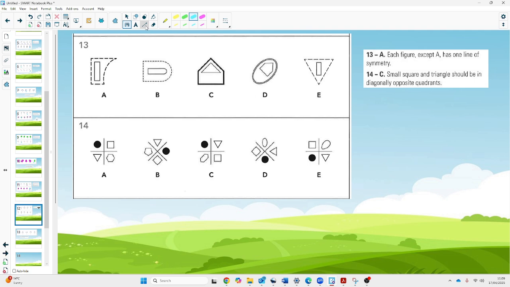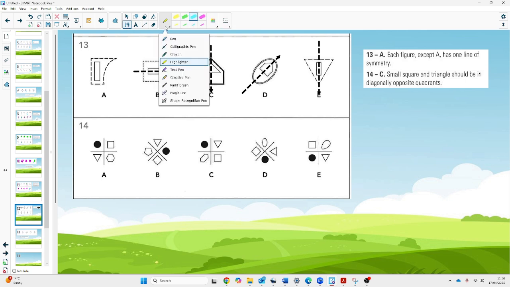Question 13, quite straightforward. Each figure, apart from A, has one line of symmetry. If we were to run a line down through there, you can see that these have a line of symmetry running down through here, whereas on A, there isn't a line of symmetry. So symmetry is quite a good one, and certainly with some of these questions, you're more than welcome to even cut out the shapes, fold them up, and see exactly what happens when you fold them in half. You should have identical sides.